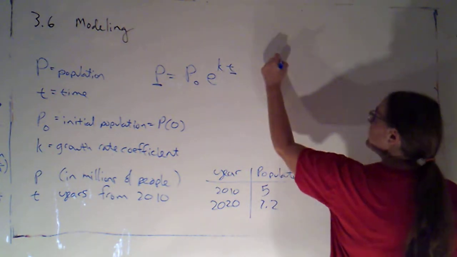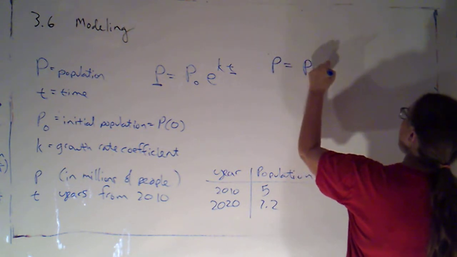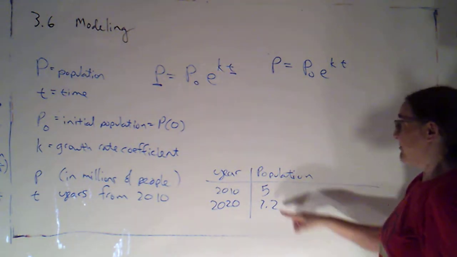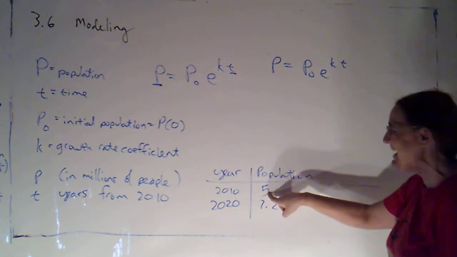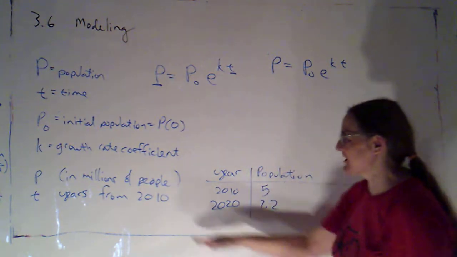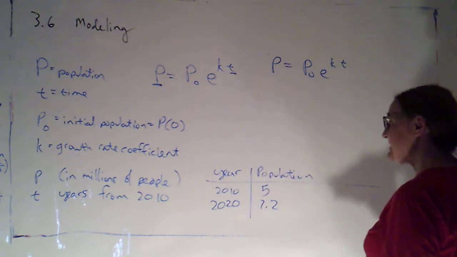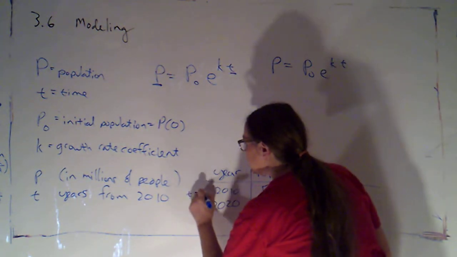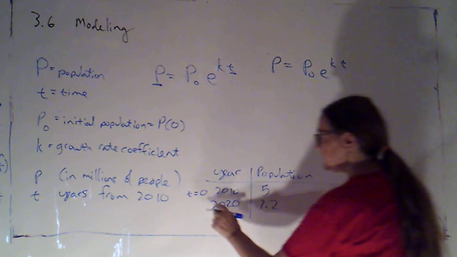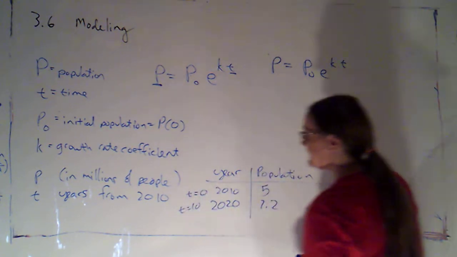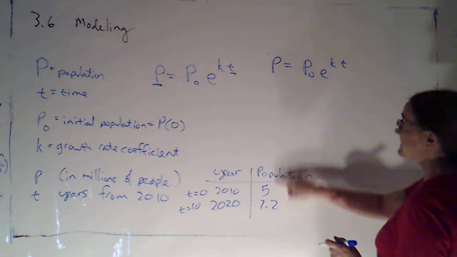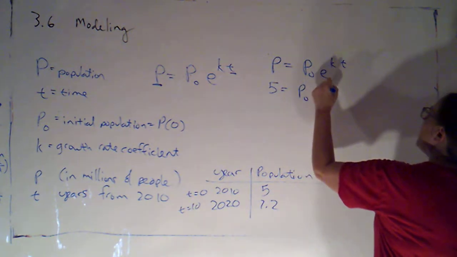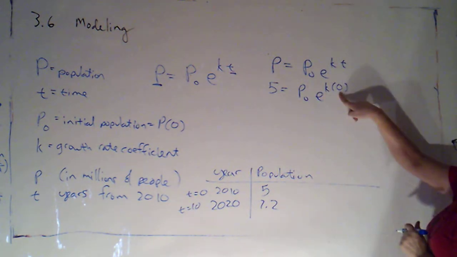Okay, so I start with the generic model. P is equal to P0 times e to the kt. Now I might be able to just see P0 is 5, because that's going to correspond to time 0. If I didn't see that, I can say this corresponds to an ordered pair. The year 2010 corresponds to when time is 0. So the year 2020 will correspond to when time is 10. I can say the population is 5 when the time is 0.